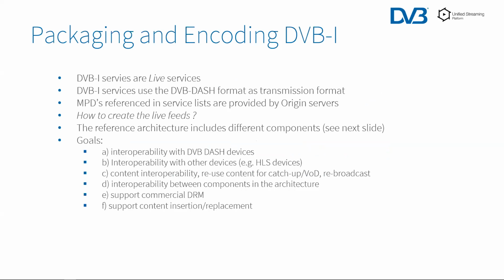Welcome everyone. So basically, I'm going to give a presentation about this important topic of packaging and encoding for broadband. As Paul already mentioned, DVB-I services are live services. Basically, DVB-I services use DVB DASH as a transmission format for broadband delivery. And in DVB-I, service lists are published, and those lists reference manifests, MPDs, that are stored by the origin servers. So one important topic is how you create these live feeds in the origin servers.